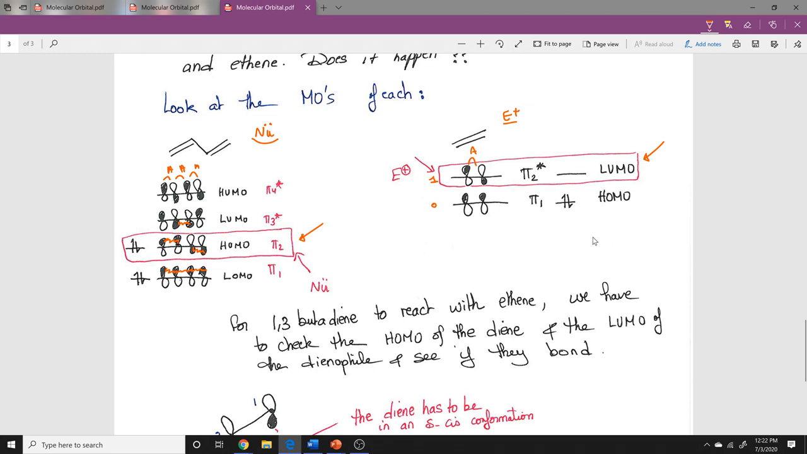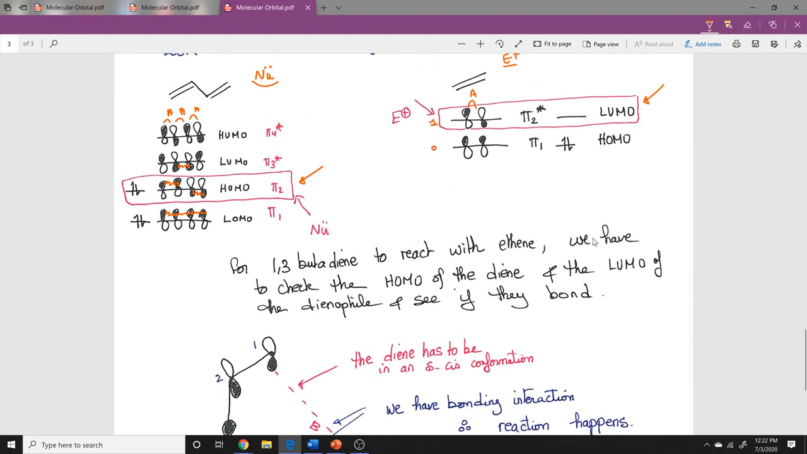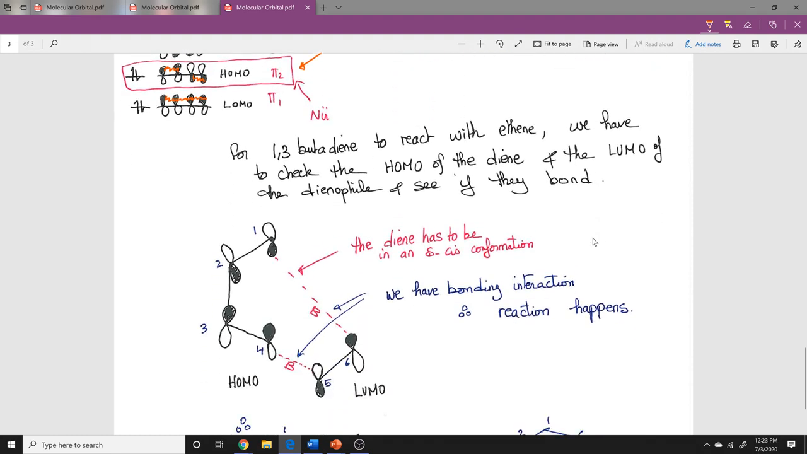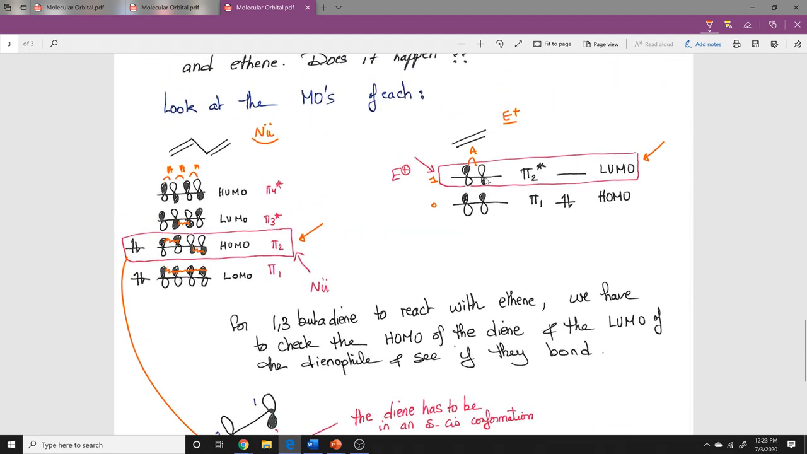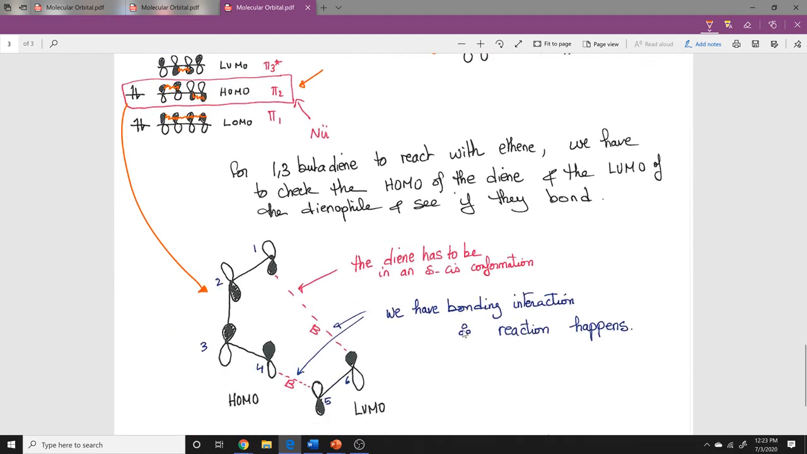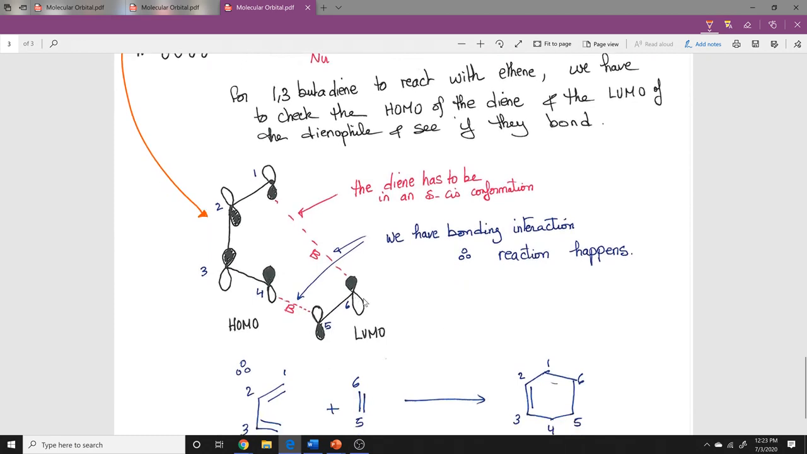So now the question is, does 1,3-butadiene react with ethene? As I said, we're going to take the highest occupied molecular orbital. So all I did is I took the highest occupied molecular orbital of the 1,3-butadiene and drew it exactly as I have it up there. So just go ahead and draw it, okay? And then take the lowest unoccupied molecular orbital of the ethene, and that is it. And now see if the reaction is going to happen.